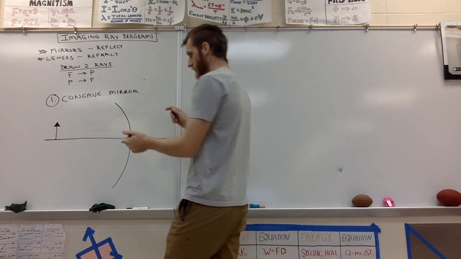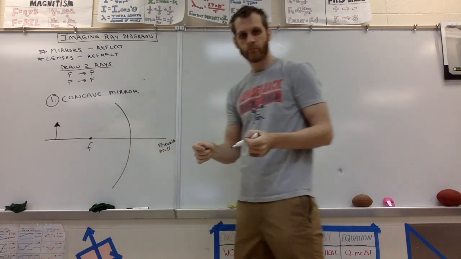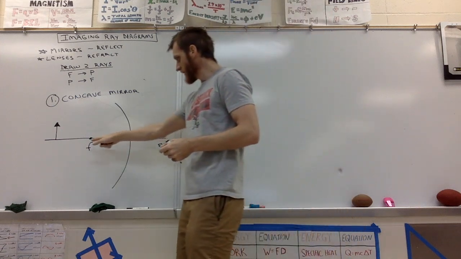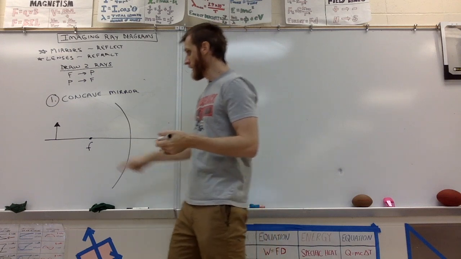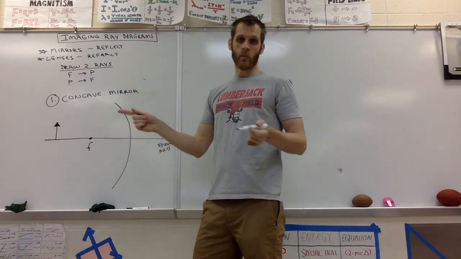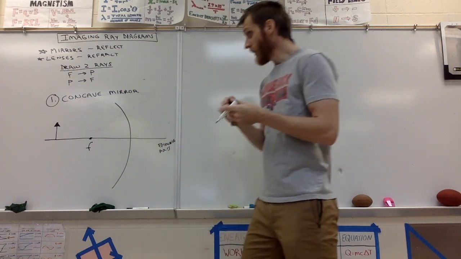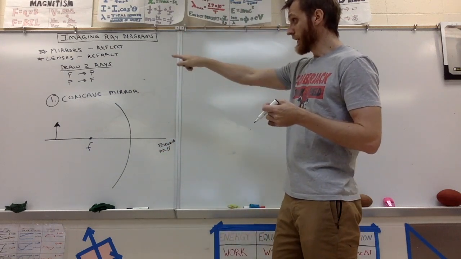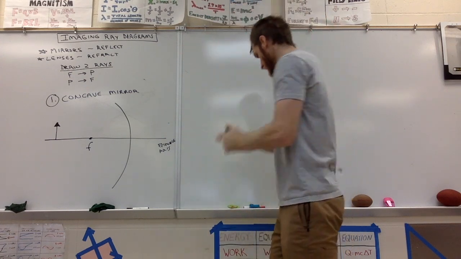And then the mirror has a focal point somewhere in here, usually labeled F. Now the distance from the focal point to the mirror is called the focal length, which we'll talk about later. And the distance from the object to the mirror is called the object distance, which makes sense. So we're going to use this ray diagram, these two rules, these two rays to draw a ray diagram. Where do we see this image?